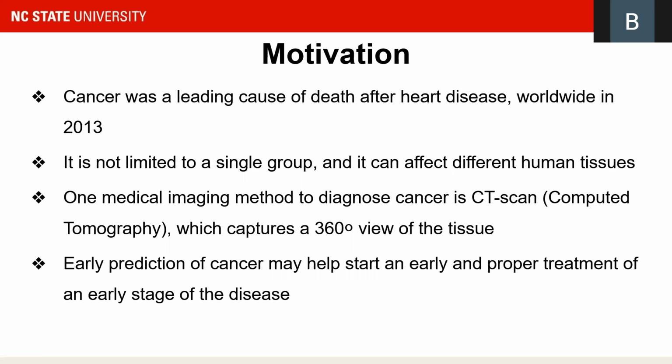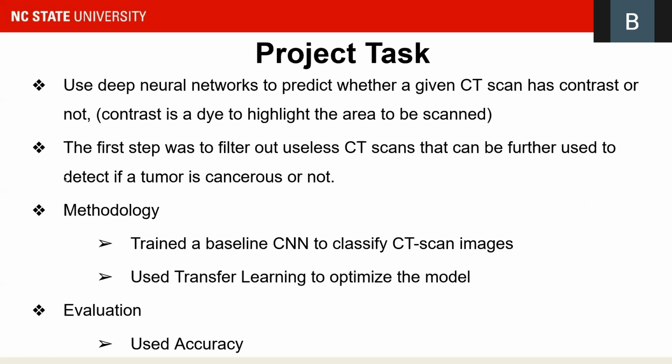The motivation behind this project is that back in 2013, cancer was a leading cause of death after heart disease worldwide. And it is not limited to a single group, and it can affect different human tissues for people from different ages. One medical imaging method to diagnose cancer is CT scan, or computed tomography, which captures a 360 degrees view of the tissue. The reason we want to do the project is that early prediction of cancer may help start an early and proper treatment of an early stage of the disease.